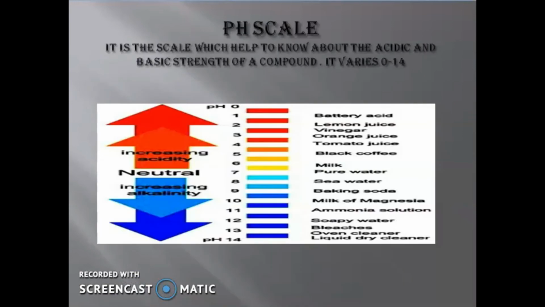pH scale. It is the scale which helps to know about the acidic and basic strength of a compound. It varies from 0 to 14. If the pH is less than 7, the solution is acidic. If the pH is greater than 7, the solution will be basic. If the pH of a solution is equal to 7, the solution will be neutral. The acidic solution will have more H plus ions, while a basic solution will have more hydroxyl ions in comparison.